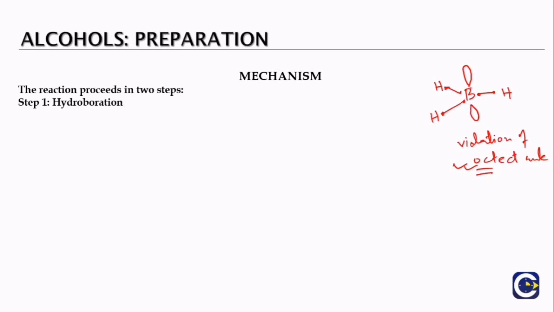Another thing that we have to remember here is that, because it is a metal hydride, the boron has a del positive, a small positive charge, and all the hydrogens have a del negative, a small negative charge on them. So this makes this boron hydride very electron deficient, and hence it's reactive.